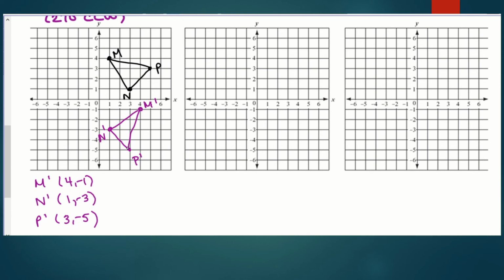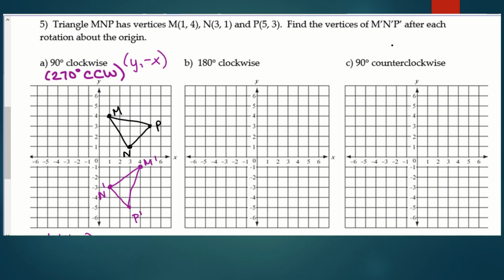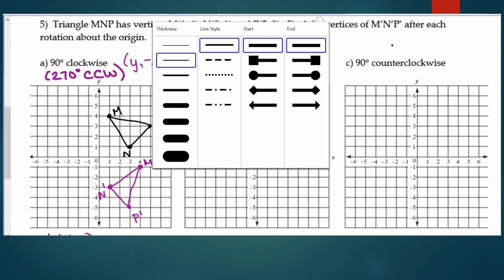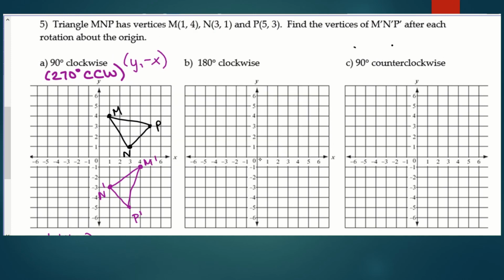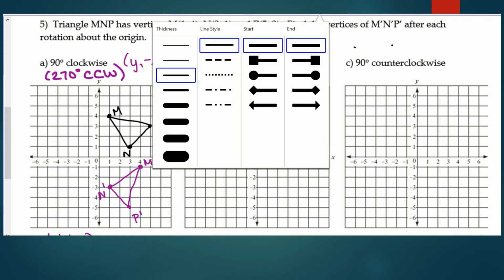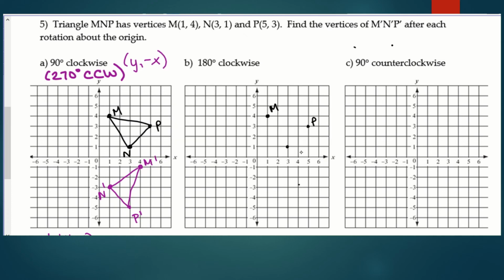All right, so taking a look at the next one, I'm going to take my original triangle once again. I'm going to graph it: (1, 4), which is M, (3, 1), which is N, (5, 3), which is P. I just did the same exact thing with that N. Sorry. I swear I'll remember next time. Okay. So this is N. And we're going to connect.